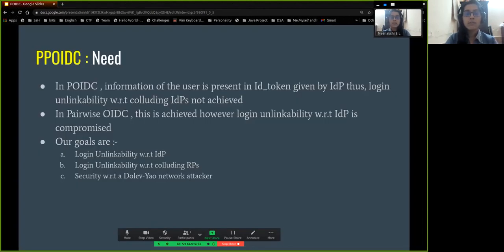So in pairwise OpenID Connect, the information of the user is present in the ID token given by the IDP. Login unlinkability with respect to colluding IDPs is not achieved. Here in pairwise, this is achieved. However, login unlinkability with respect to the identity provider is compromised. So these are our goals mainly: first is login unlinkability with respect to the identity provider, login unlinkability with respect to colluding RPs, and security with respect to a network attacker.